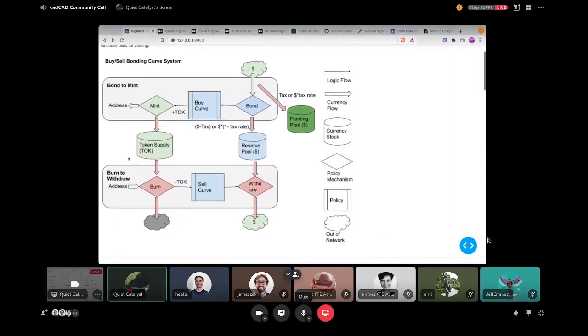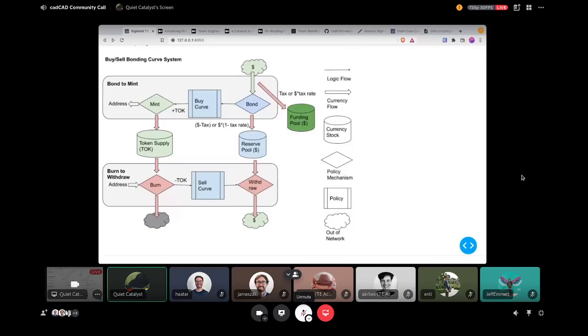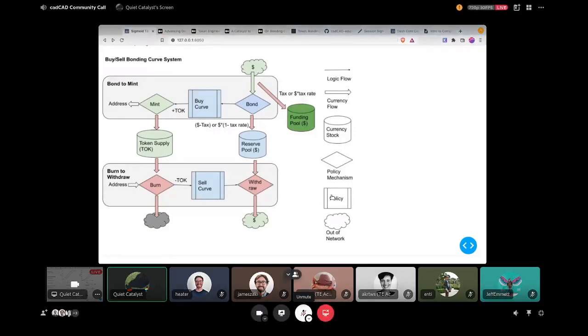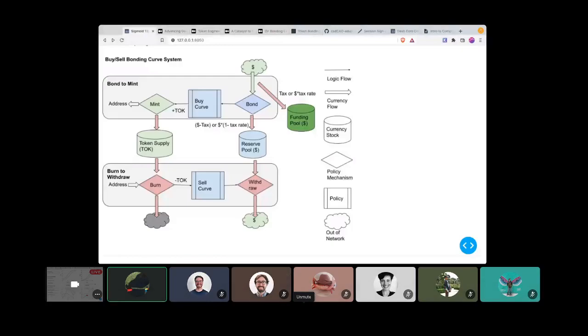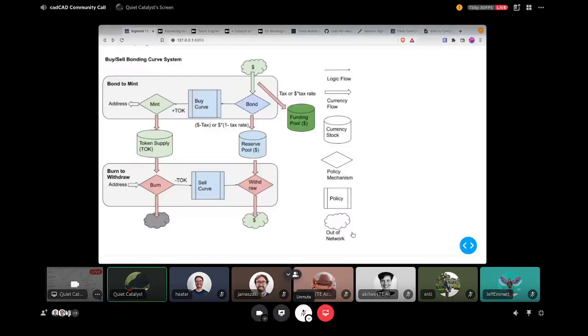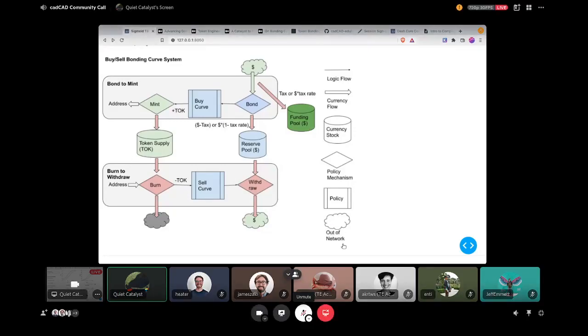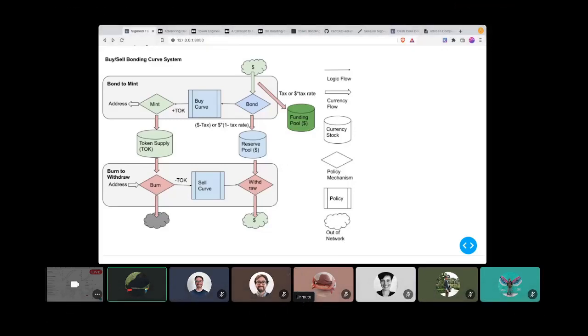I'll preface it by saying the cadCAD simulation is really simple at this point in that, as you may know, you can chain the partial state update blocks in cadCAD, and this is running in one block at the moment. I've kind of gone back and forth. I've tried it with multiple blocks and a single block, and I'm running a single block right now just because it's simpler. But as it gets more complex, I can imagine wanting to do multiple update blocks.